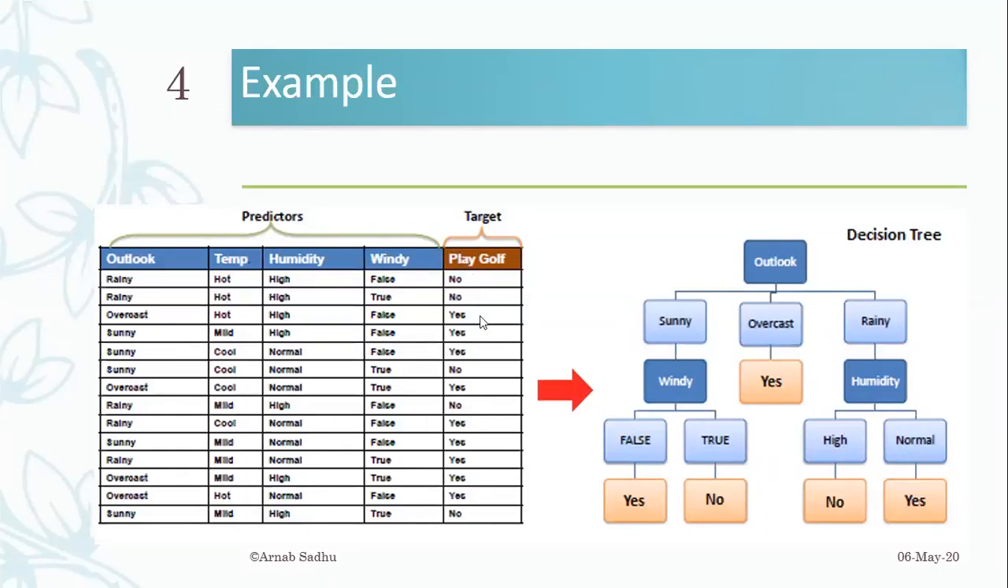Suppose a certain day has rainy weather with high humidity. Then, if this is the decision tree, the weather is rainy and humidity is high, the player is not going to play. So this is the decision the determiner can take. But first he has to build this decision tree. So how to build this decision tree, that we have to study.